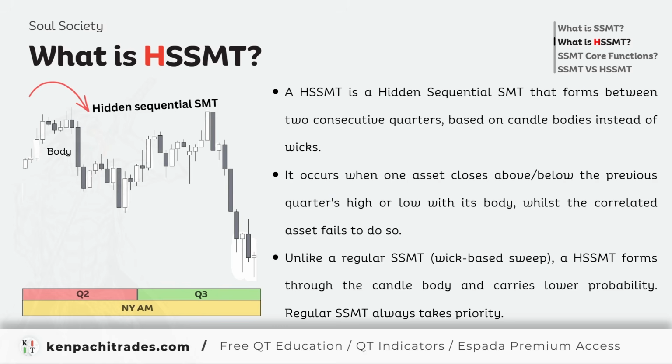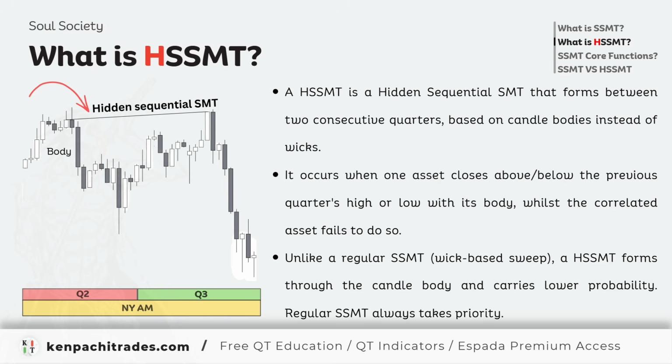It forms with the candle bodies, not wicks. Remember, a regular SSMT is a wick-based sweep. One asset sweeps a level with a wick, the other one fails. With hidden SSMT, it works like this. One asset closes above or below the previous quarter's high or low with its body. The other one fails to do the same. Same logic, one breaks with the body, one fails.